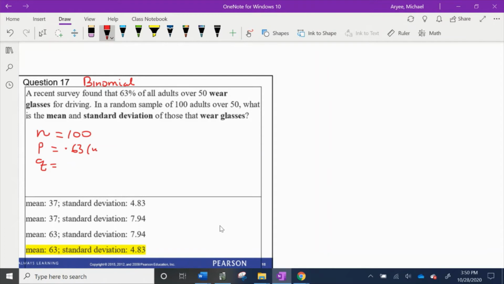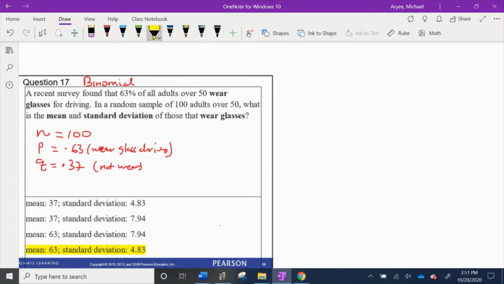0.63 wear glasses driving. So 0.37 do not. They don't wear glasses driving.